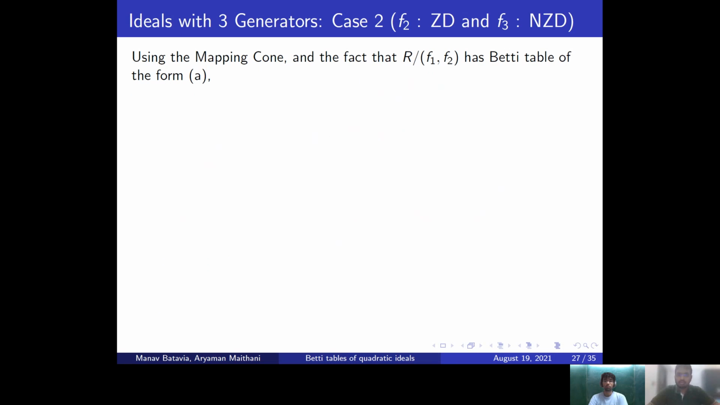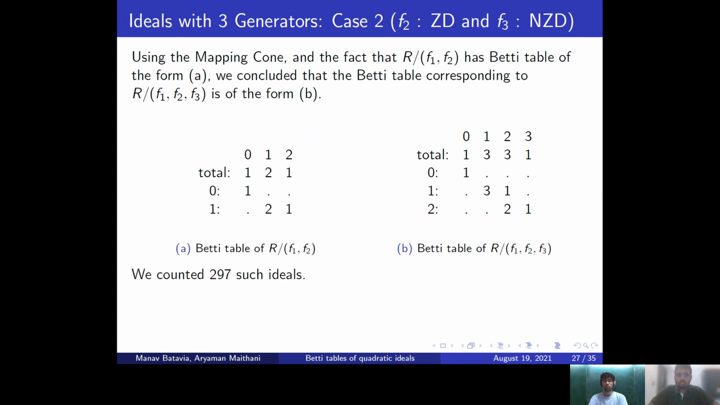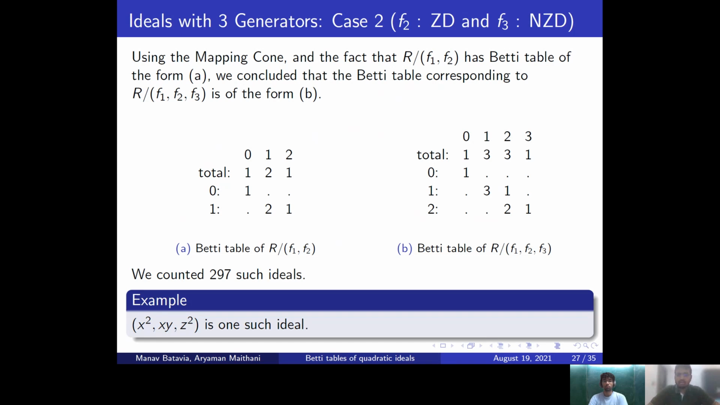The next case is where f2 is a zero divisor and f3 is a non-zero divisor. Using the mapping cone and the fact that R mod (f1, f2) has a Betti table of the form A, you might recall that this was one of the Betti tables in the case of two generators. We concluded that the Betti table corresponding to R mod (f1, f2, f3) is of the form B. So this Betti table was obtained by appropriately adding Betti tables, as we had mentioned earlier. We counted 297 such ideals, and here is an example of such an ideal: (x square, xy, z square).